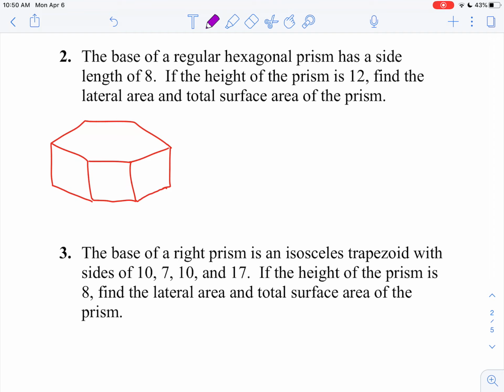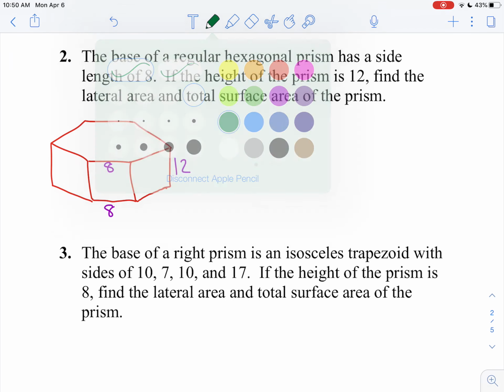Maybe I'll switch colors to label it. So every side length is 8. I don't know where I want to put that right now, so I'll put it there. The height, the distance between the hexagons, is 12. Find lateral and total. So here we go.